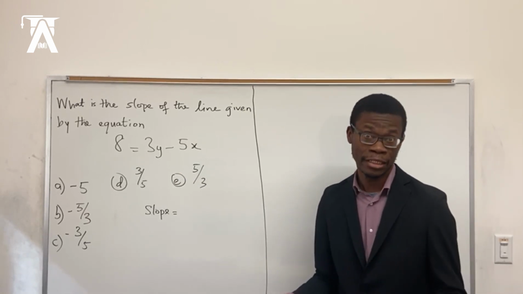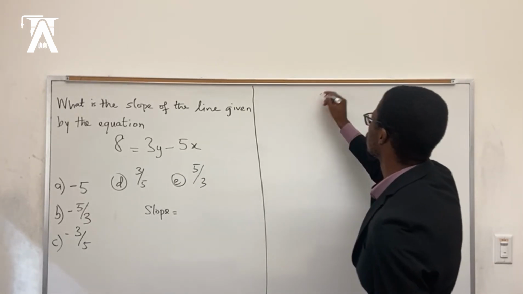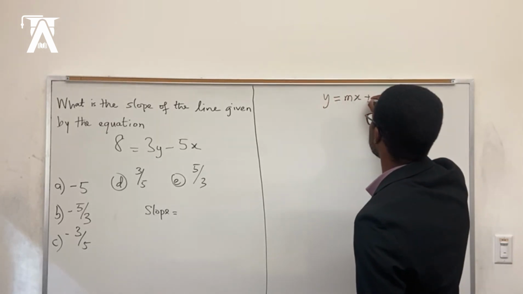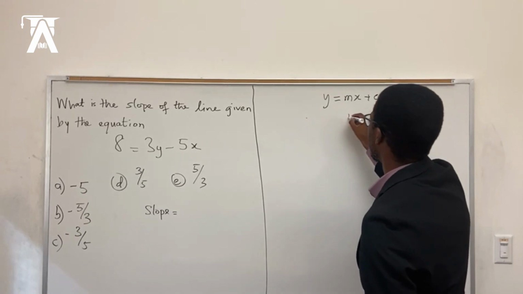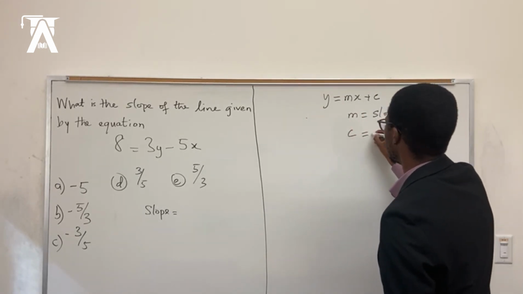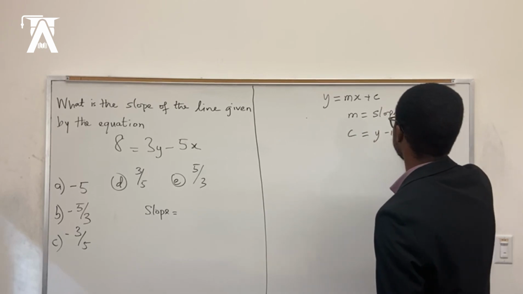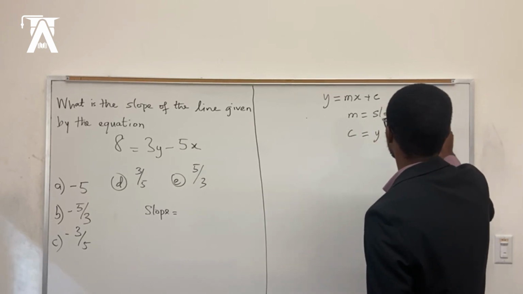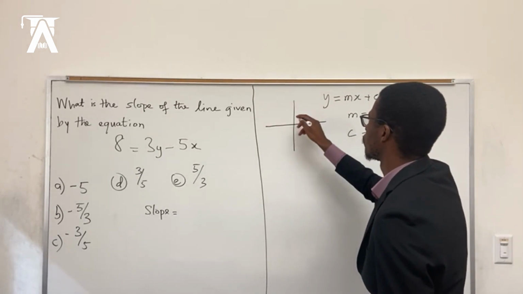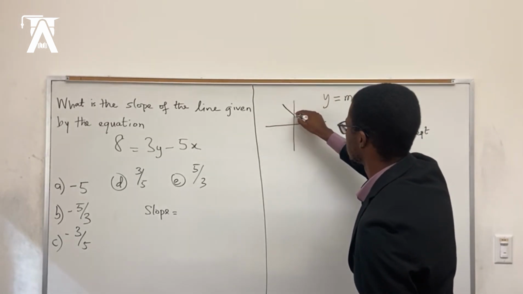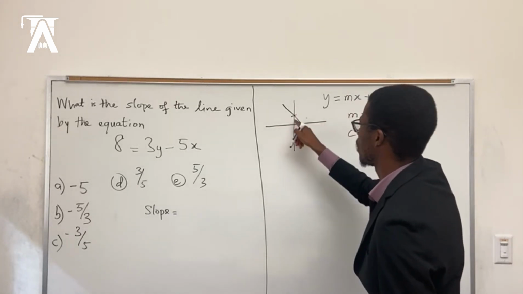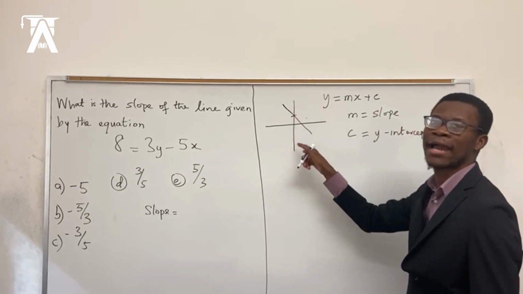What is the standard linear equation? The standard linear equation is y equals mx plus c, where m is your slope and c is your y-intercept. On the graph, it looks like this. If you have a line like this, for example, you see this is the y-intercept where it intersects the y-axis.